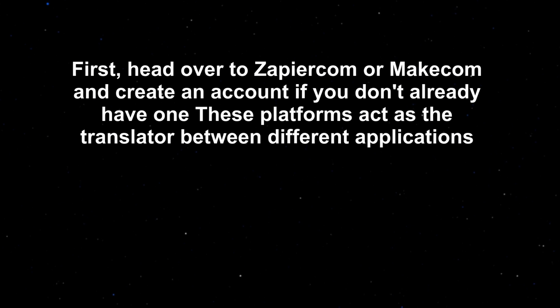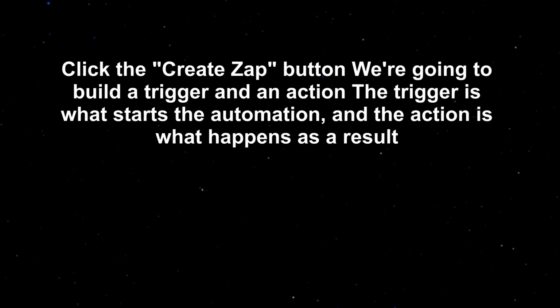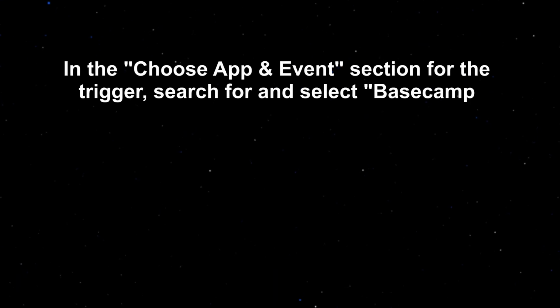If you don't already have one, these platforms act as the translator between different applications. Click the Create Zap button. We're going to build a trigger and an action. The trigger is what starts the automation, and the action is what happens as a result. In the Choose App and Event section for the trigger, search for and select Basecamp.